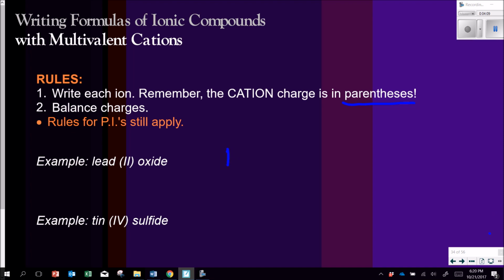Lead is Pb. It has a Roman numeral 2 next to it, so we know that it has a charge of +2. The oxide ion has a charge of -2. Let's balance the charges. We have a +2 on the lead side, and we have a -2 on the oxide side. So they balance each other, and my formula is PbO, because we need 1 lead for every 1 oxide ion.